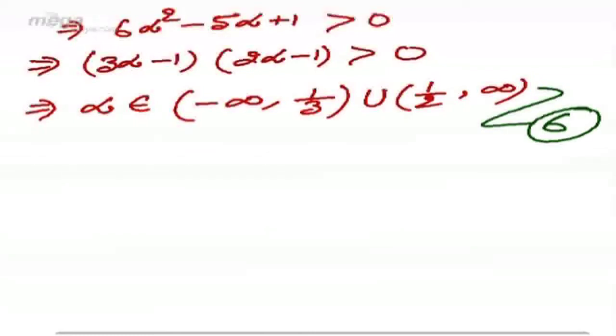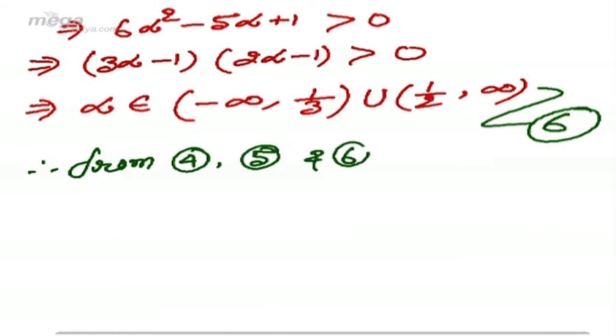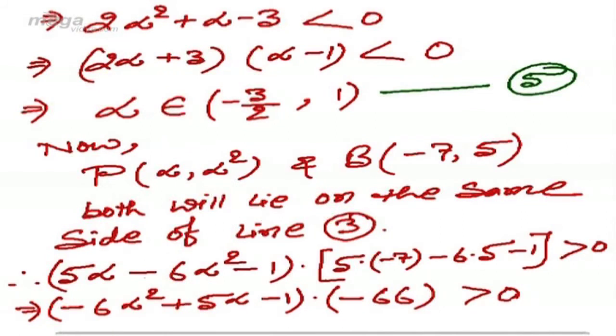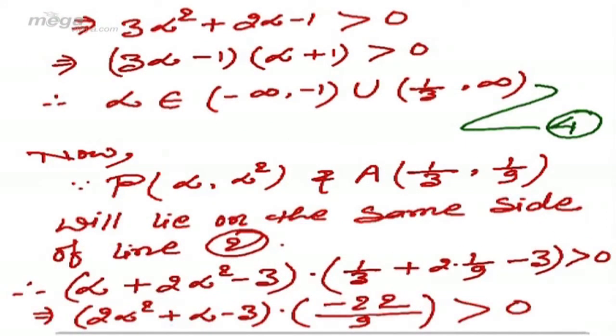Now, because in all of these three cases the alpha should satisfy, it means we will find the intersection, the common value for alpha from equation numbers 4, 5 and 6. So therefore, we can write here from 4, 5 and 6, what will be the common region? For this purpose, I'm just drawing the number line. This is the number line, minus infinity to plus infinity. Here we have numbers 1 by 3, 1 by 2, minus 3 by 2, 1, and in fourth it is minus 1 and 1 by 3.